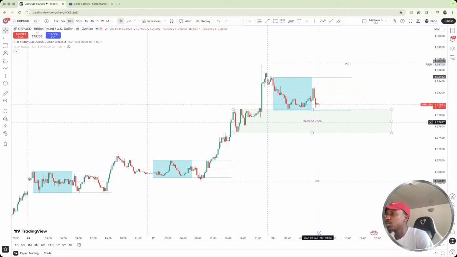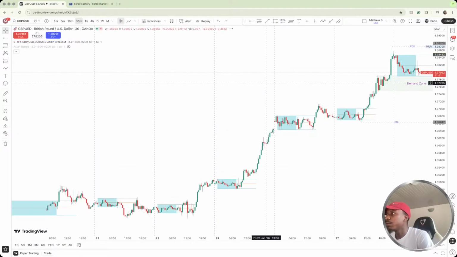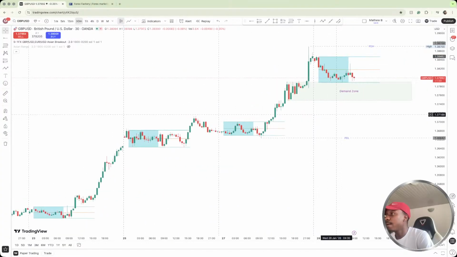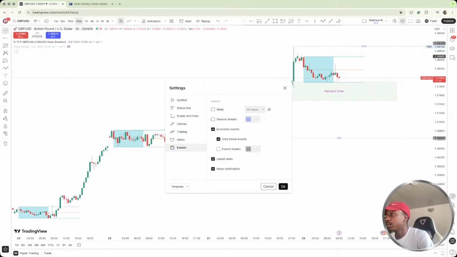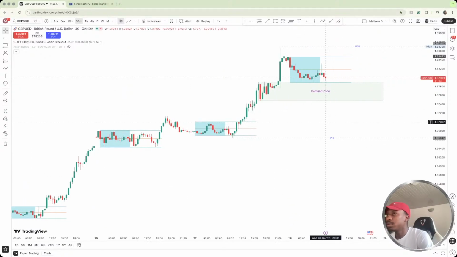But I think there are two zones. This is number one, and the second one would be the second zone. Let's see it on 30 minutes if we can identify a zone for GBP USD. Let me turn off the session break. So honestly, let's see 1 hour.